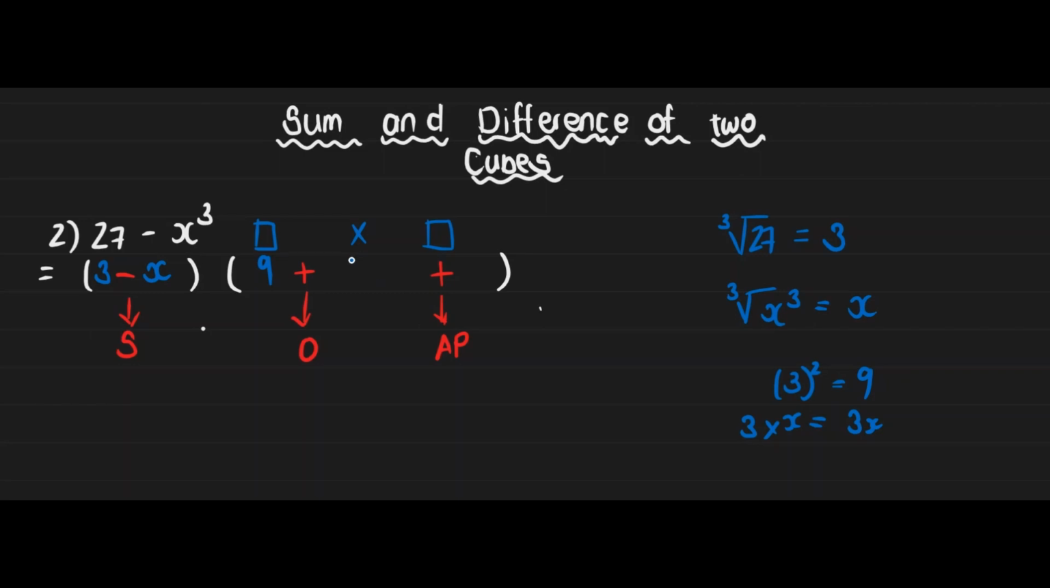So this one's going to come here. In the last one, we need to square the last term, which is x. So it's going to be x squared, which is going to give me x squared. So this one's going to come here. And this will be your final answer for this question.